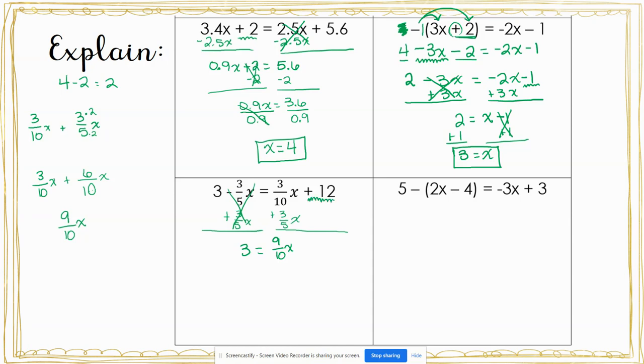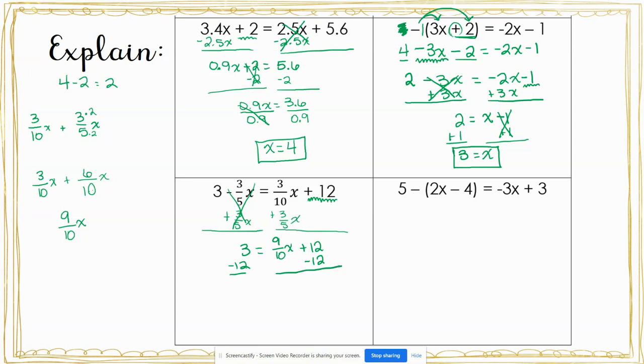Now I still have this plus 12 on this side of the equation, so I still need to rewrite that. Now my equation says 3 equals 9/10 x plus 12. All I have to do now is solve this two-step equation. Again, I start with my adding or subtracting, so I'm going to get rid of this plus 12 by subtracting 12 from both sides of the equation.